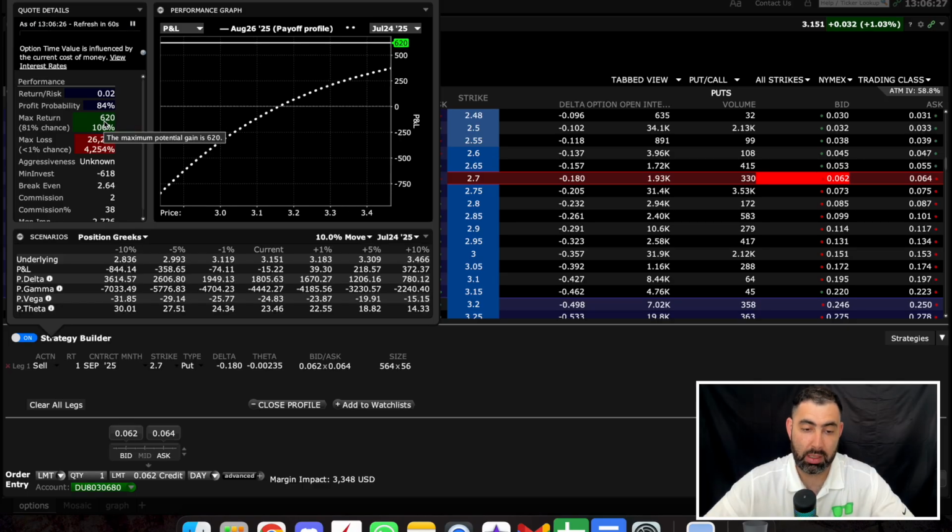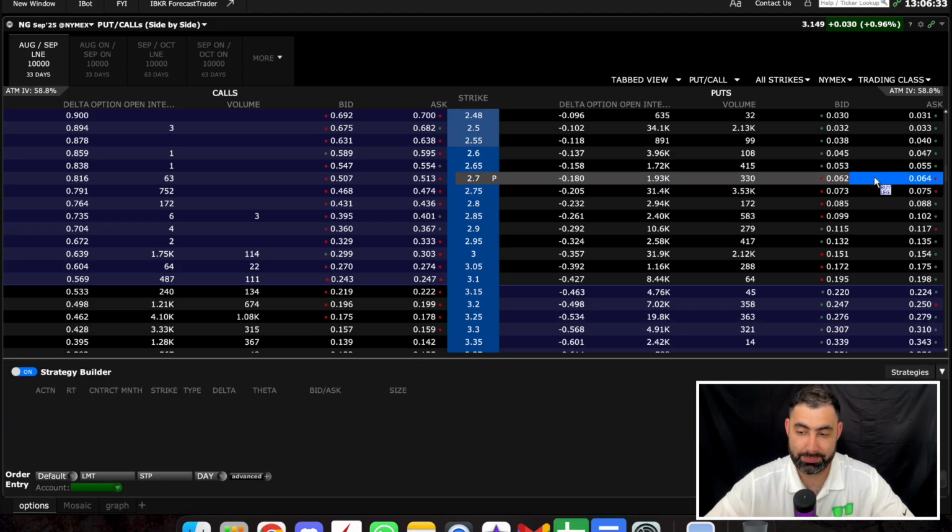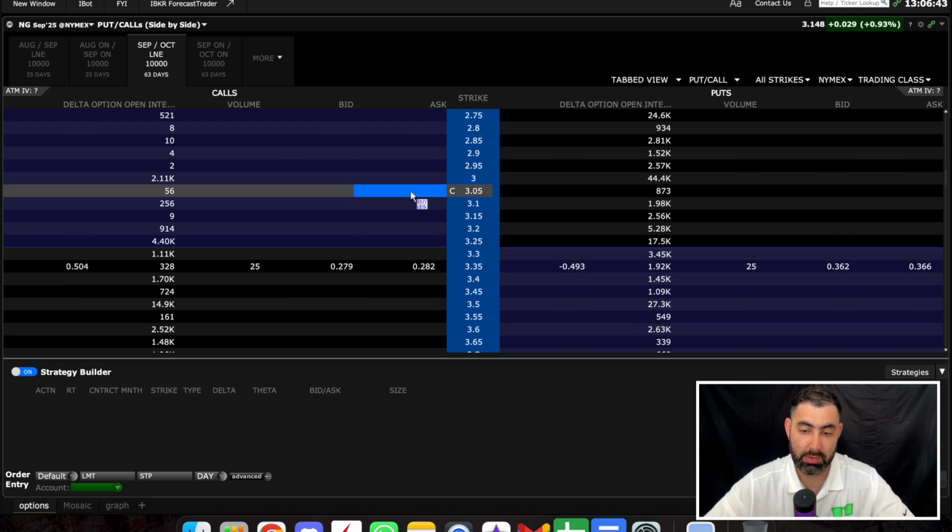So the position is down about 100%. So what I would do is roll this put, and try to collect the same amount of credit as this put is worth for the next cycle. The next cycle will be 63 days to expiration, which is right over here.